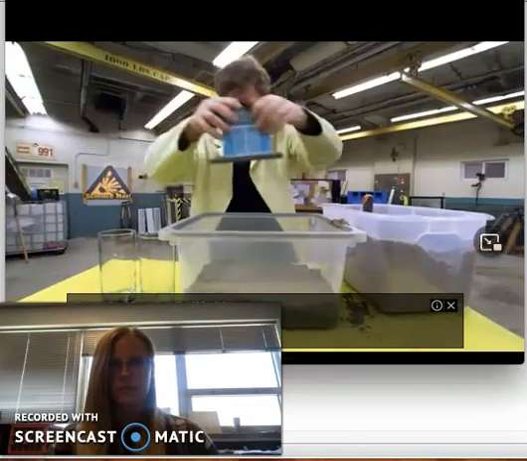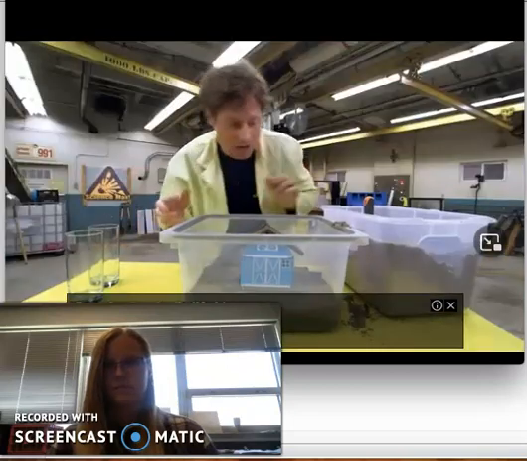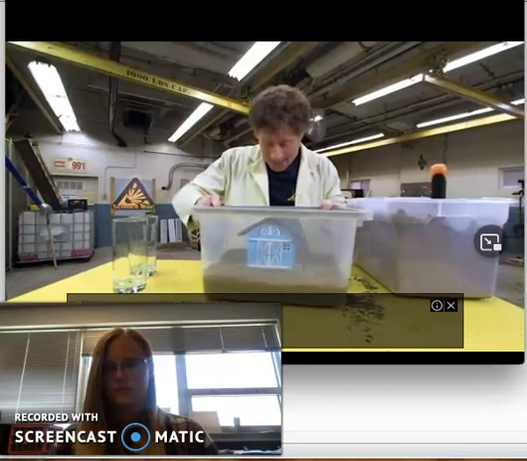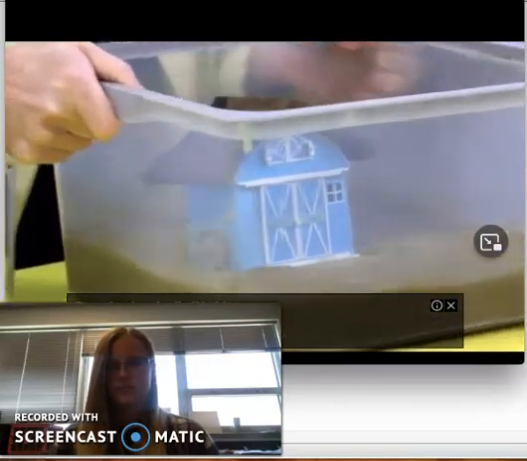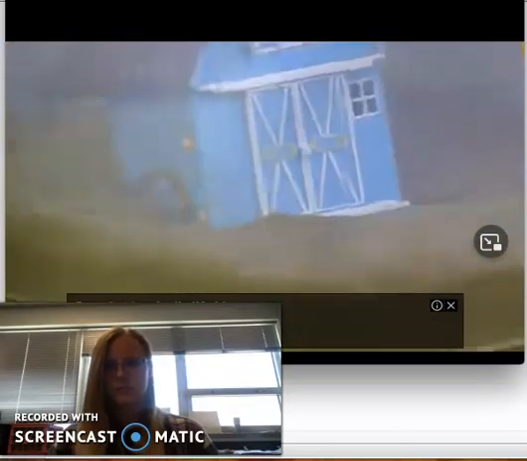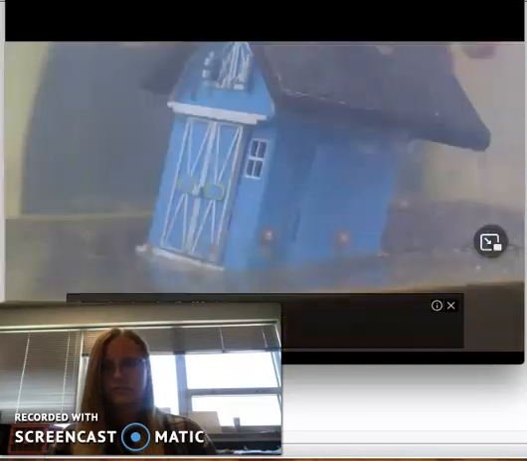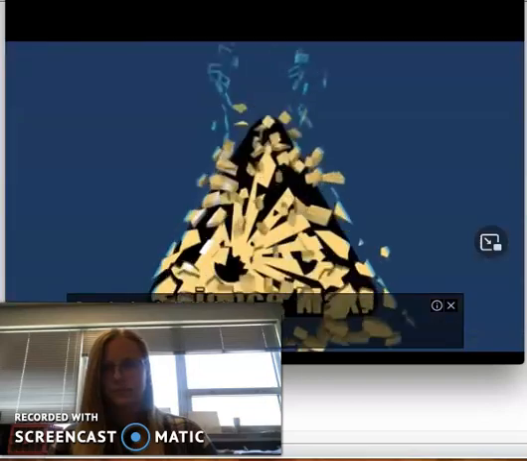So, here is a house that I'm going to put on top. And now, I will simulate an earthquake. The water rises up, and it sort of turns to liquid. Soil liquefaction. And heavy things like houses and cars, they tend to sink like that. And then the soil rehardens, and everybody's houses are stuck in the mud.